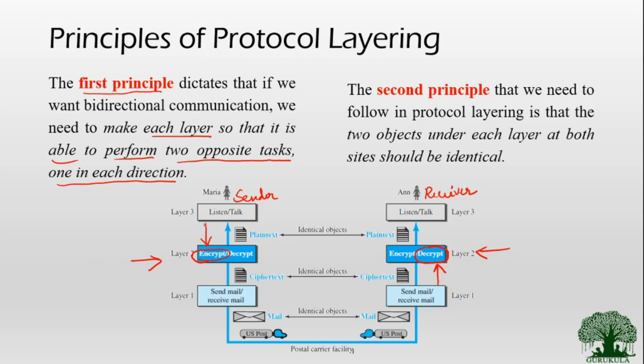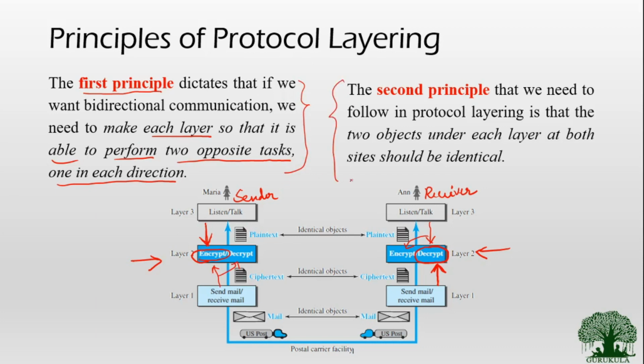When a message is entering in this direction, this performs encryption, and when a message is entering in this direction, it performs decryption. The same applies vice versa. When the message is entering in this direction, this will perform encryption, and when the message is entering in this direction, this will perform decryption over here. So that is the clear understanding of the first principle.